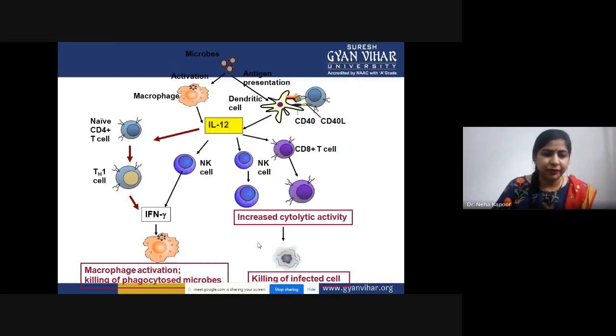Next is interleukin 12, and how it acts. This is the major cascade of interleukin 12. Suppose this is a microbial infection. It is activating macrophages. On the other side, the antigen presenting cell, you can say a dendritic cell, is presenting antigen to the helper T cell. At both of these stages, whether macrophage or dendritic cell, they produce interleukin 12. If interleukin 12 is released on one side, natural killer cells and cytotoxic T lymphocytes will be activated so that cytolytic activity can be imposed and the infected cell can be killed.